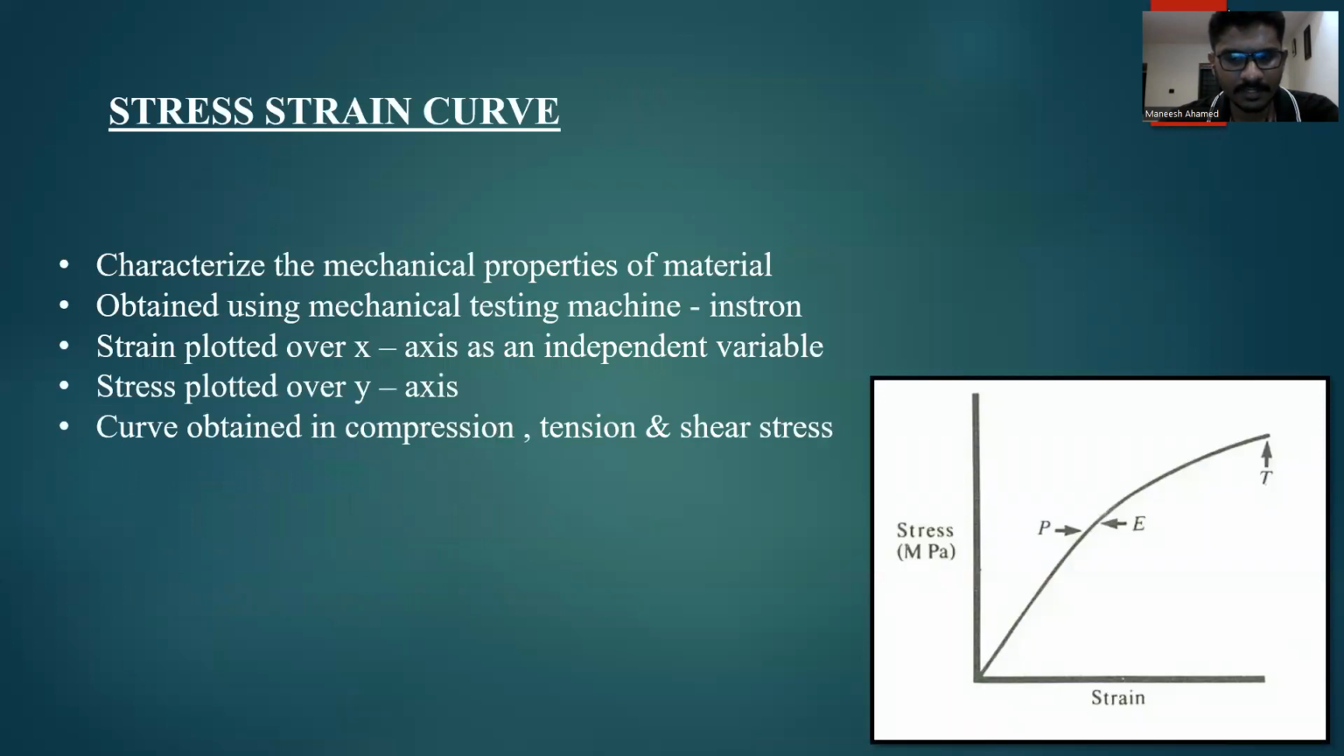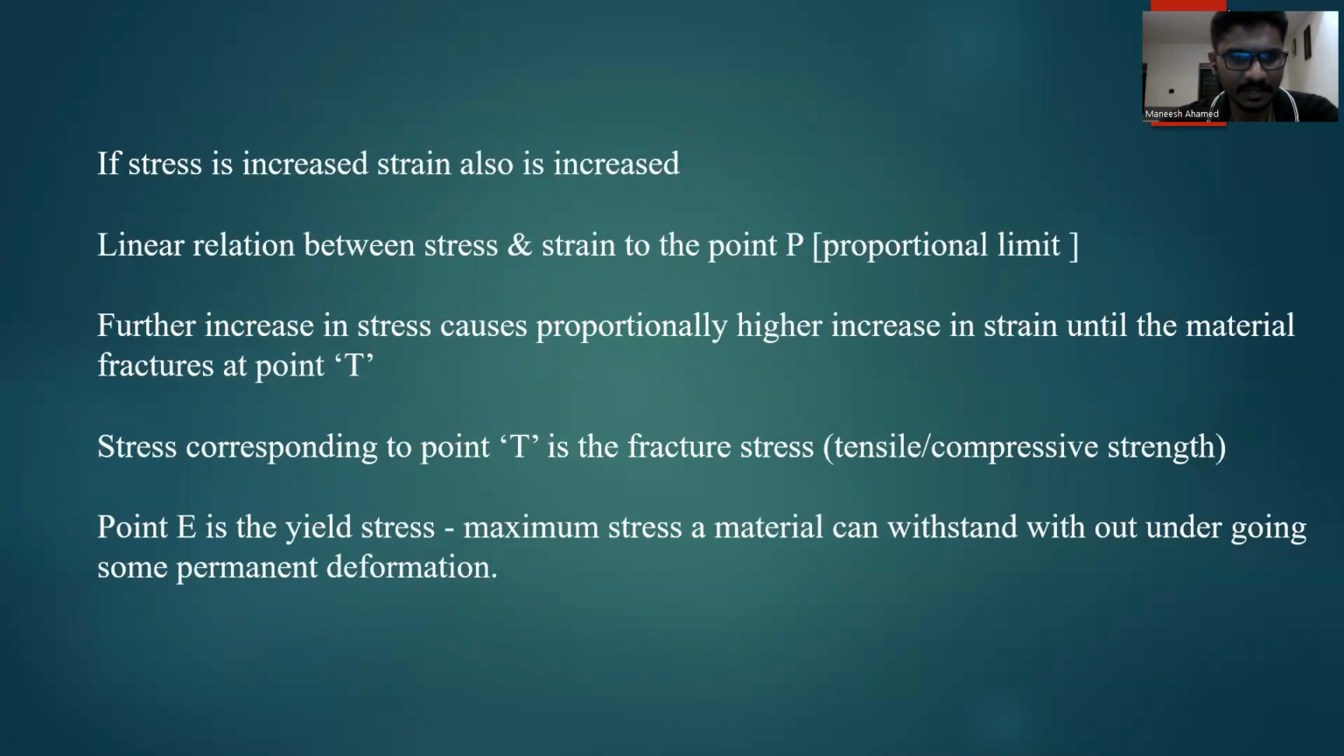When we plot the stress and strain on a graph on X and Y axis, it gives the stress-strain curve. It characterizes the mechanical properties of a material obtained using a mechanical testing machine, an example of which is the Instron. The strain is plotted over the x-axis, an independent variable, and stress is plotted over the y-axis. If stress is increased, strain is also increased. There is a linear relationship between stress and strain up to the proportional limit. Further increase can cause the material to reach the fracture point. Stress corresponding to T is the fracture stress, and corresponding to E is the yield stress.